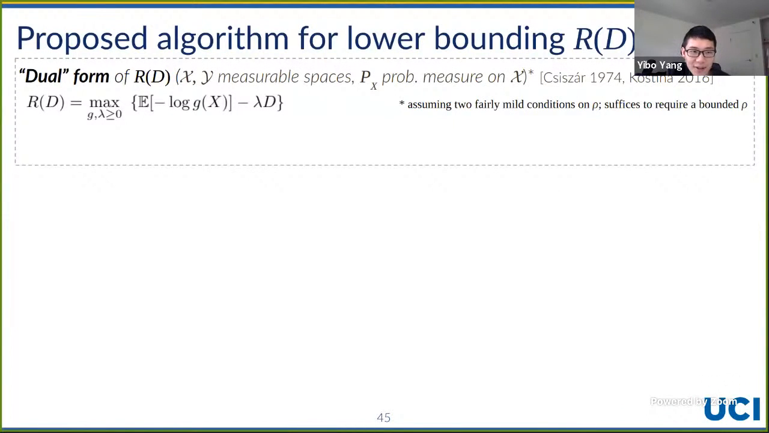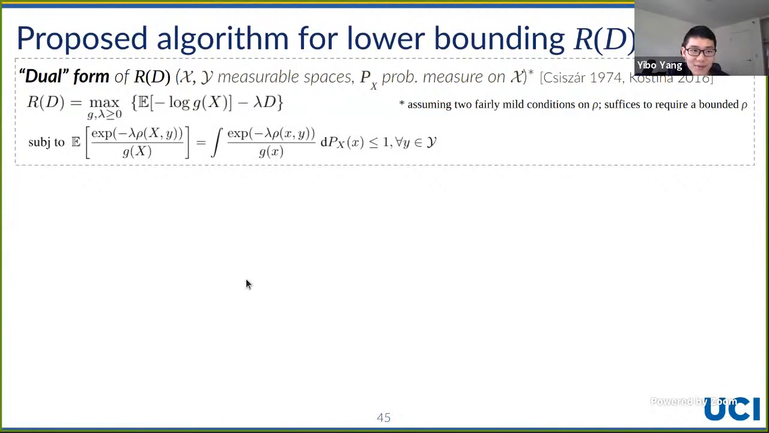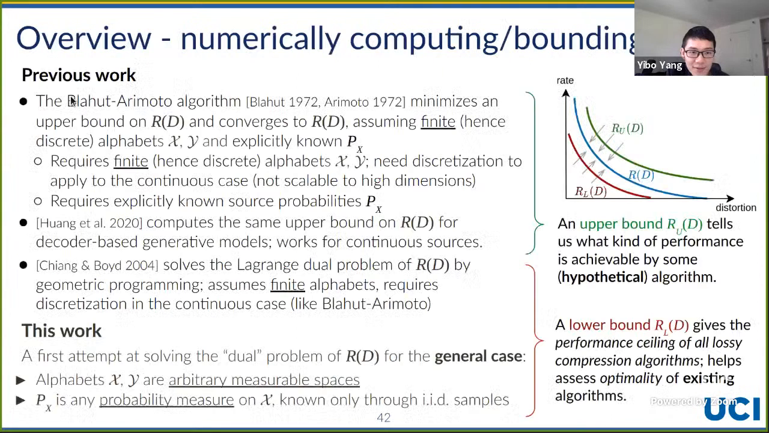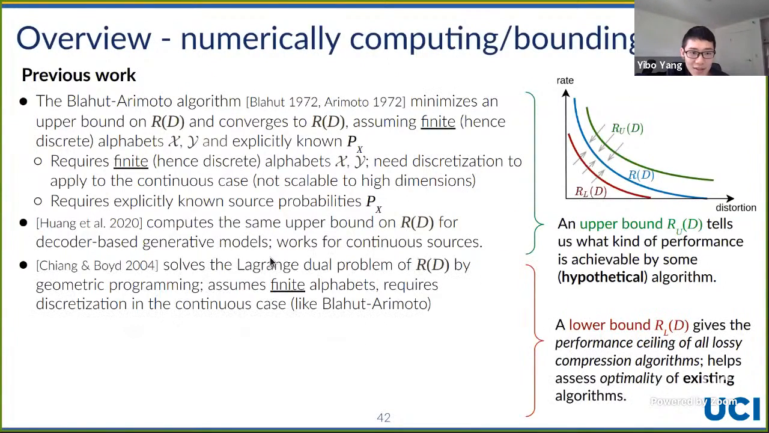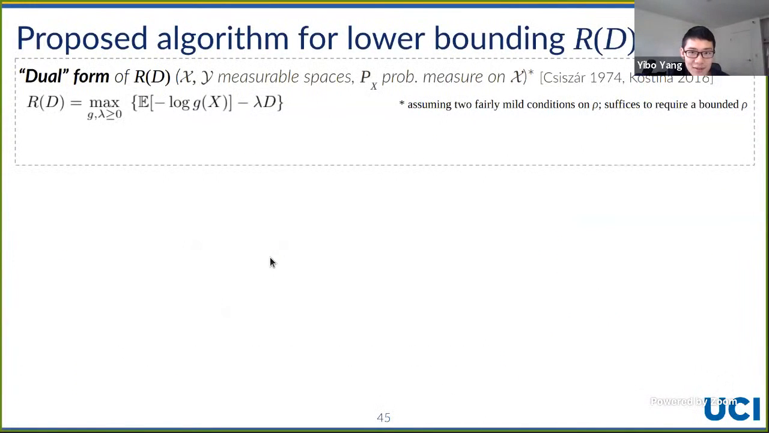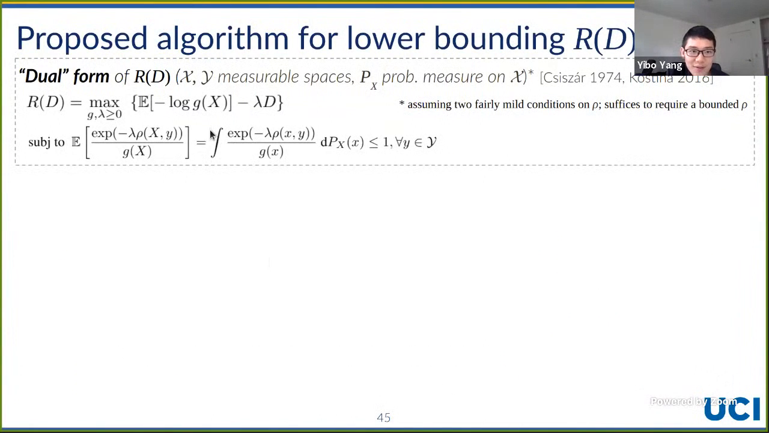So our work relies on this dual representation of the rate distortion function. Recall previously the rate distortion function is defined in terms of this constrained minimization problem. It turns out that there's, in some sense, a dual characterization of the rate distortion function in terms of a maximization instead.